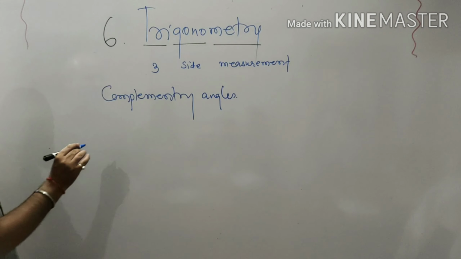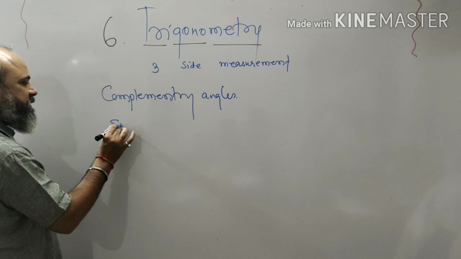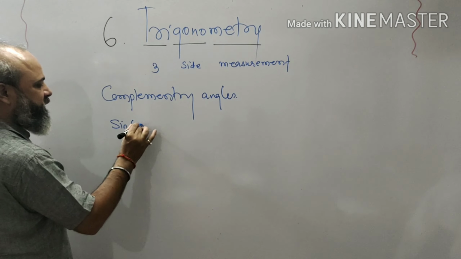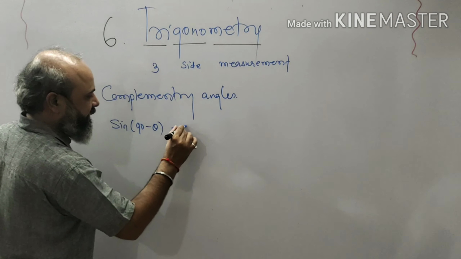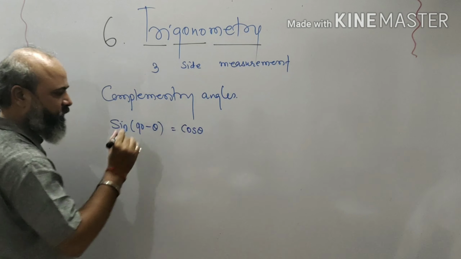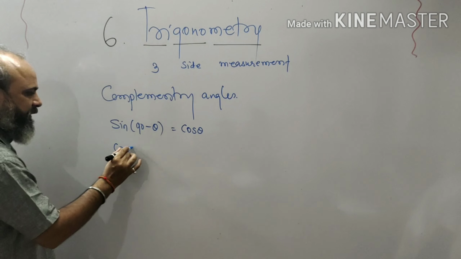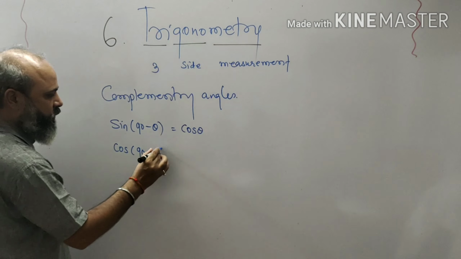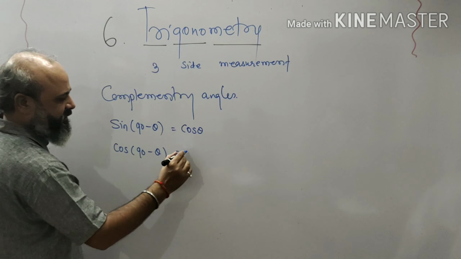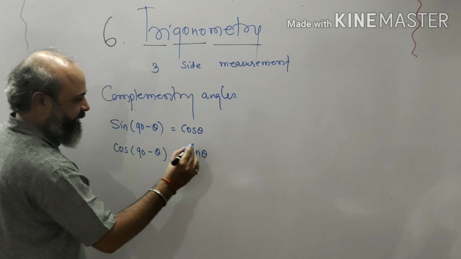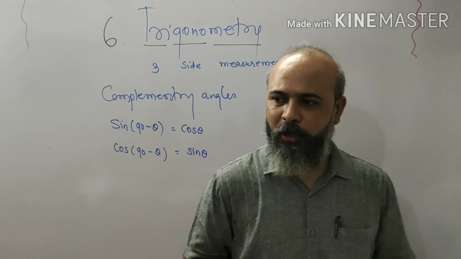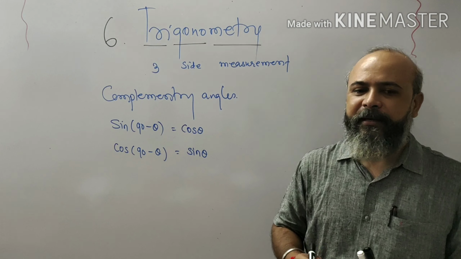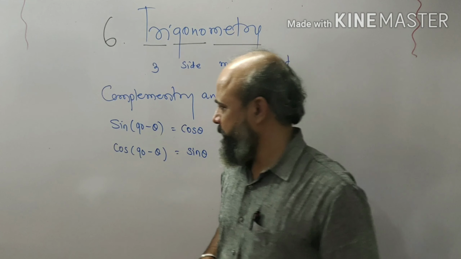Now complementary angles, student: sine of 90 minus theta, you will write cos theta. Cos of 90 minus theta is sin theta. Clear? The complementary of sine will be cos, and the complementary of cos will be sine.